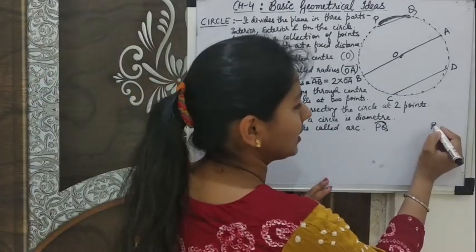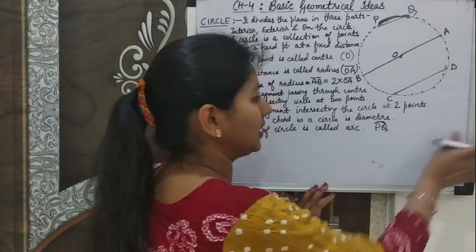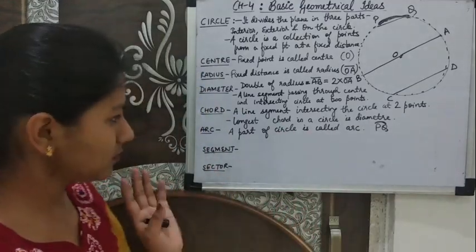If I write it like this, then PQ will be a line segment. But if I write it like this, then PQ is arc. So a part of circle is called arc.